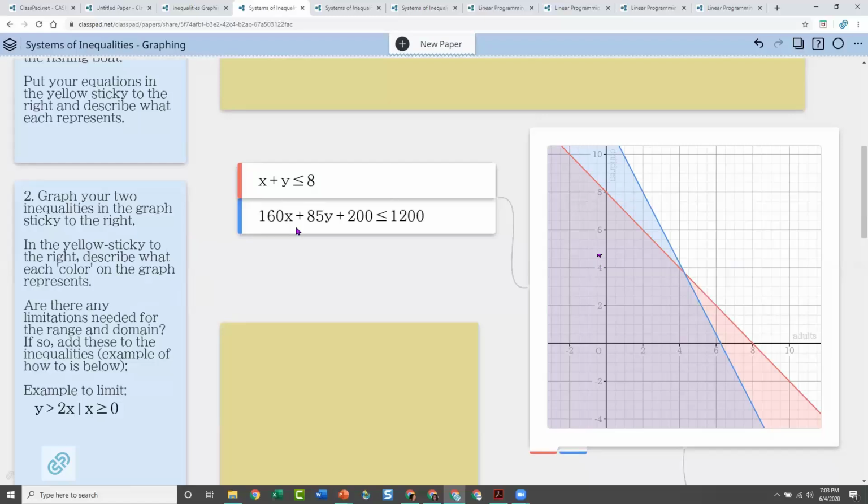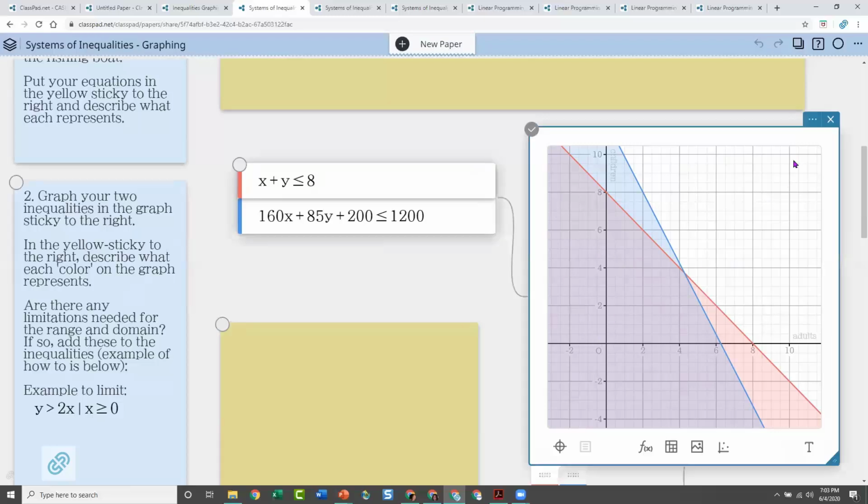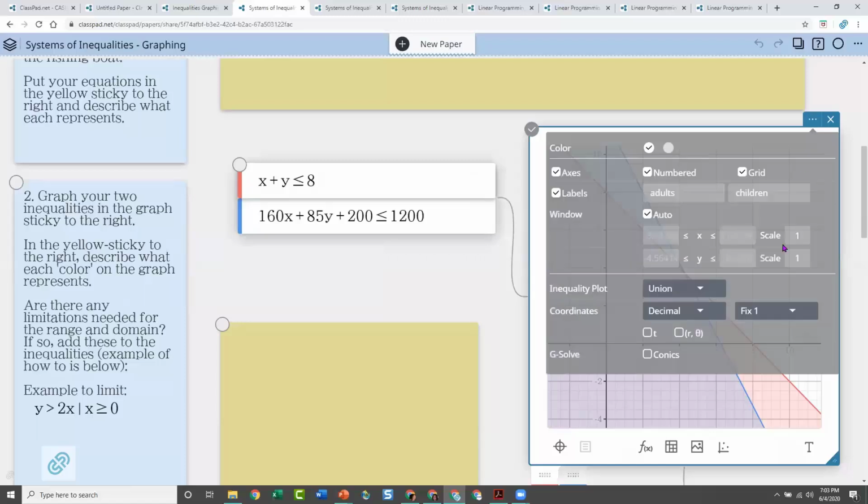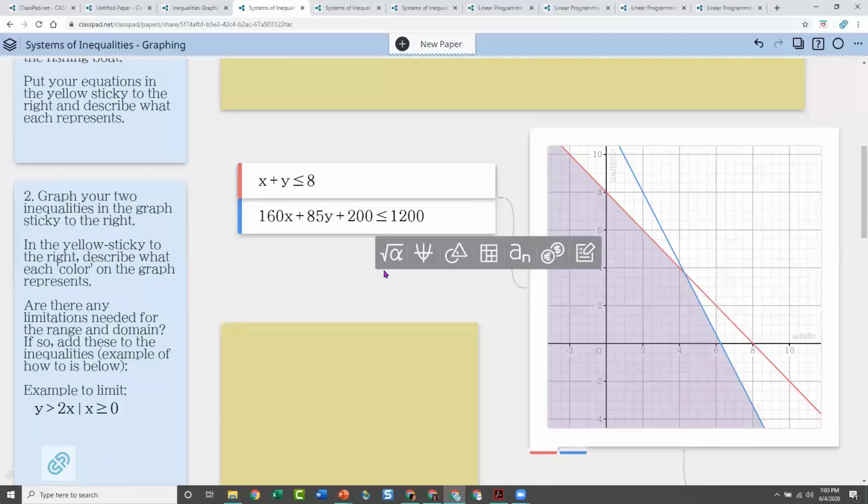So blue is this one. So if I pick a point in here, it's only satisfying the blue equation. And if I pick a point here, it's only satisfying the red. So I'm looking for the answers in this. So I'm going to turn off union and just look at the intersection, because that's actually what I'm interested in. But here's something that I wanted to show you.